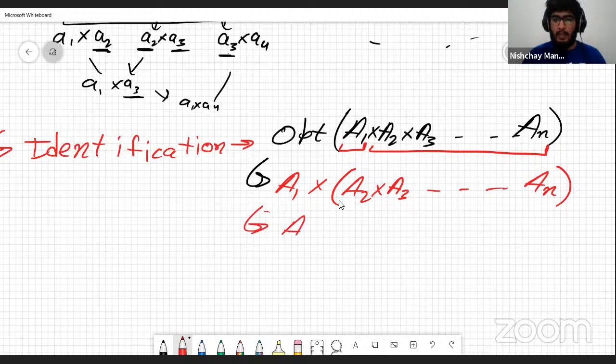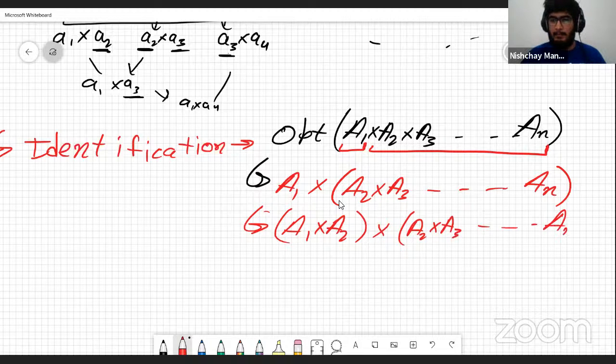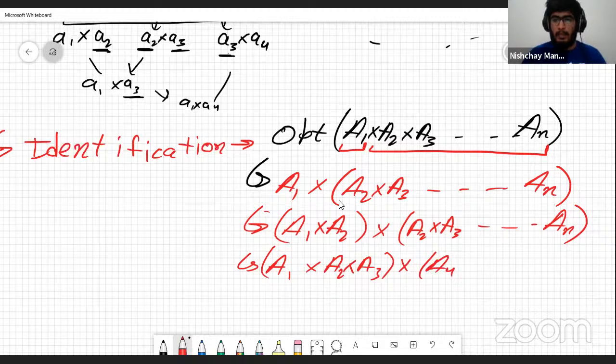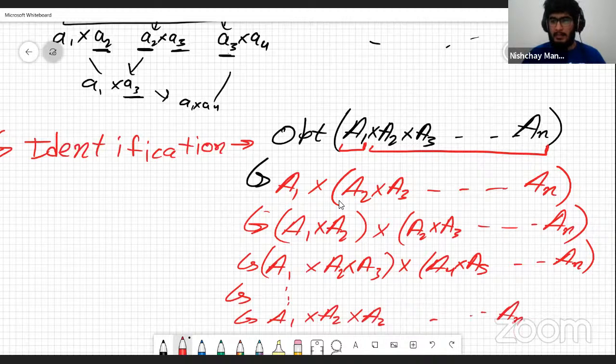Or we can do A1 into A2, times A3 up until AN. Or we can do A1 into A2 into A3, times A4 into A5 up until AN. We can do any of these things, up until we have A1 into A2 into A3 up until AN minus 1, times AN. We have to apply brackets basically, and figure out which of these would be optimal.